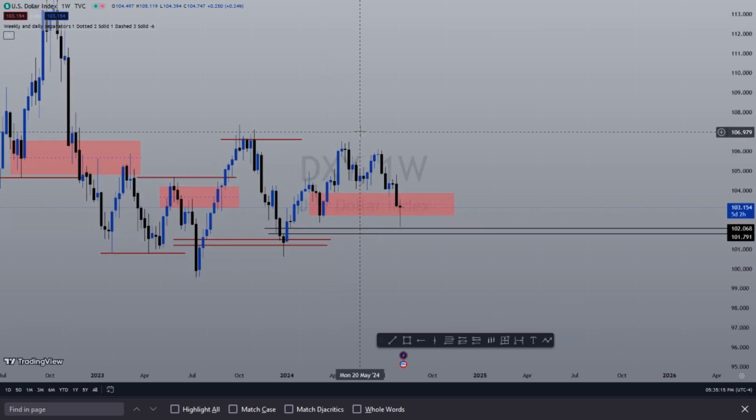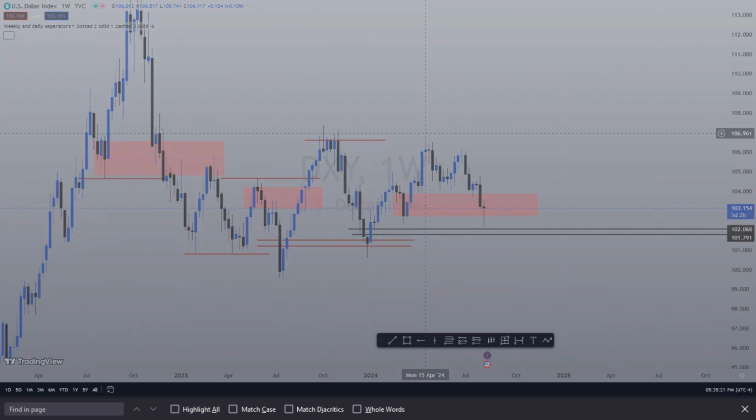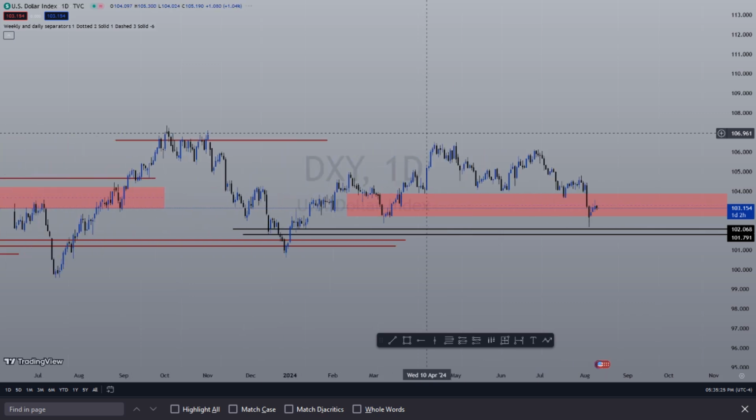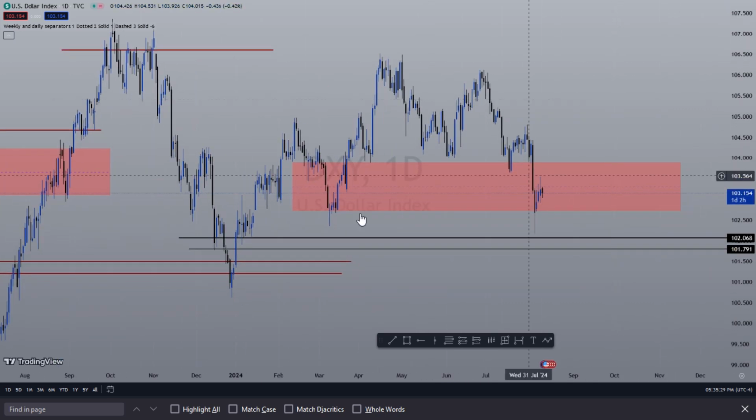I want us to zoom out. Is it zoom out or zoom in? I think zoom out, right? To the daily time frame. And when you come to the daily time frame, I want you to look at something very important that is happening with the movement of the dollar here. This is that same fair value gap we indicated earlier, right? That same fair value gap we indicated earlier.